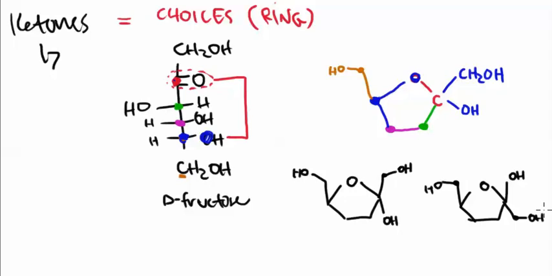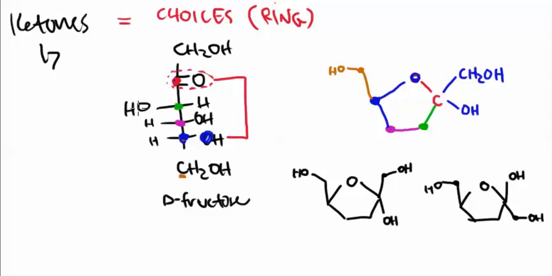That OH group does have a choice. It can be pointed down, or it can be pointed up. That's up to you, however you want to draw it, or whatever the question says to draw it that way. Notice also at the same time, this carbon with the OH group is the anomeric carbon.